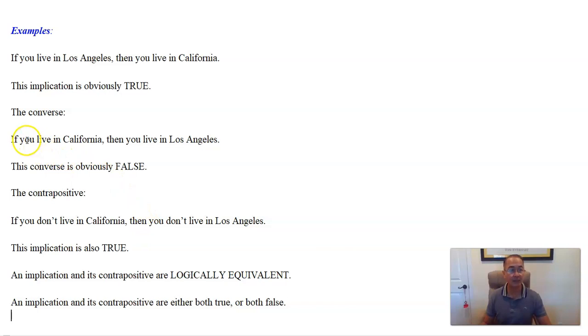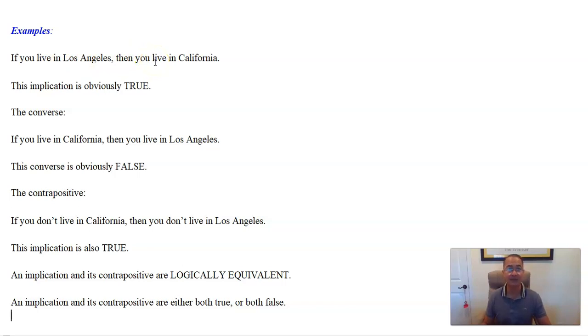Okay, so the negation would be to go to the original implication, this one, and negate both the hypothesis and conclusion. So it would say, if you don't live in Los Angeles, then you don't live in California. Again, that's false. If you don't live in Los Angeles, maybe you live in San Diego. Well, you still live in California.